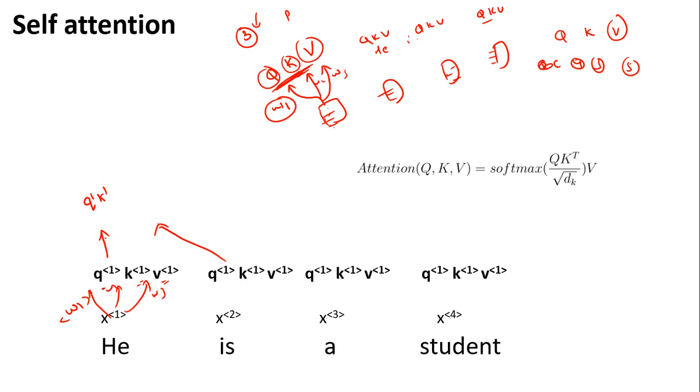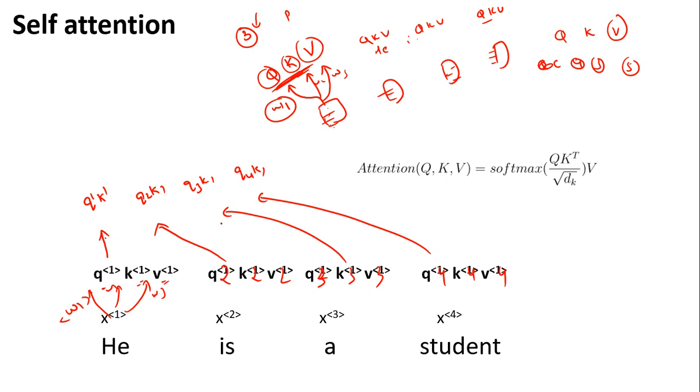We are multiplying, sorry, this is Q2, my mistake. Q2, K2, V2, and this is Q3, K3, and V3, and this is Q4, K4, and V4. Okay, so we are multiplying Q2 and K1. We are multiplying Q3 and K1. We are multiplying Q4 and K1.